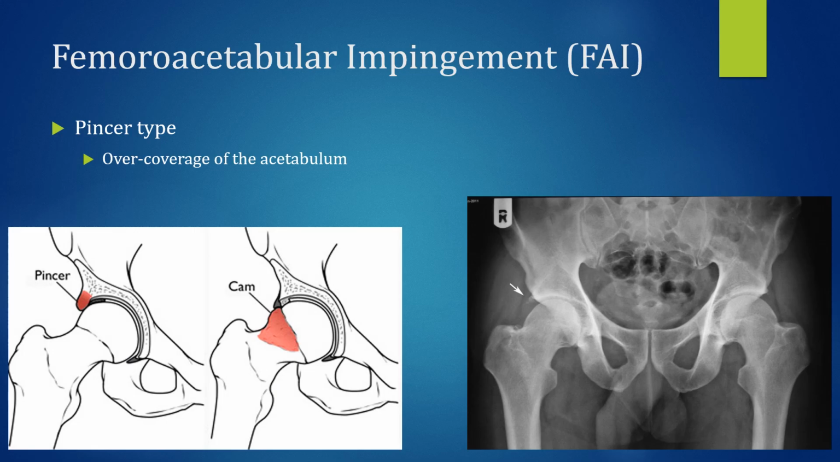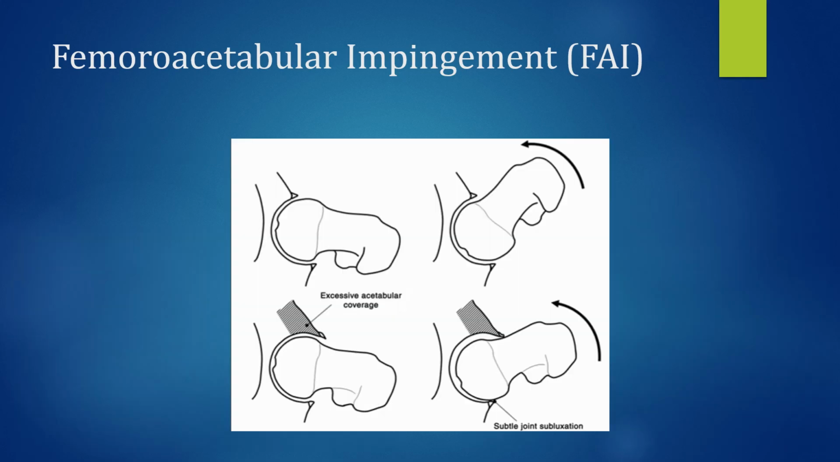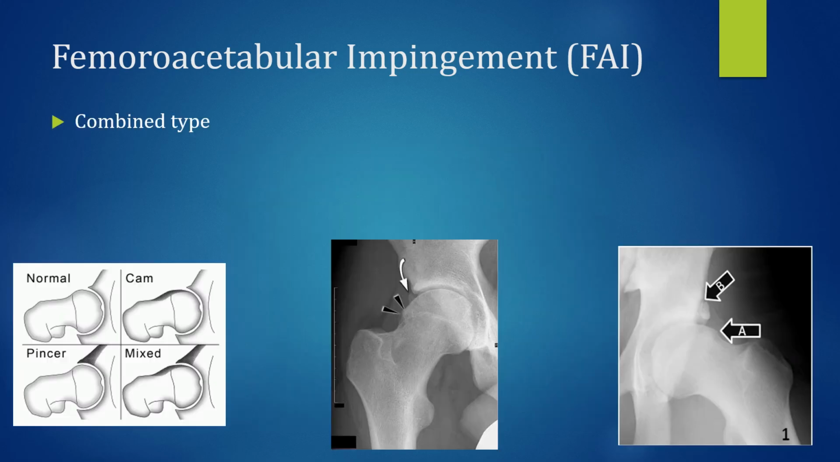In pincer type FAI, there is excess bone growth on the acetabular side of the hip joint, resulting in an extension of the bone laterally. The top drawing again diagrams how the hip should normally move. In the bottom drawing, we see how excess bone growth on the lateral acetabulum can result in limited motion and intra-articular implications.